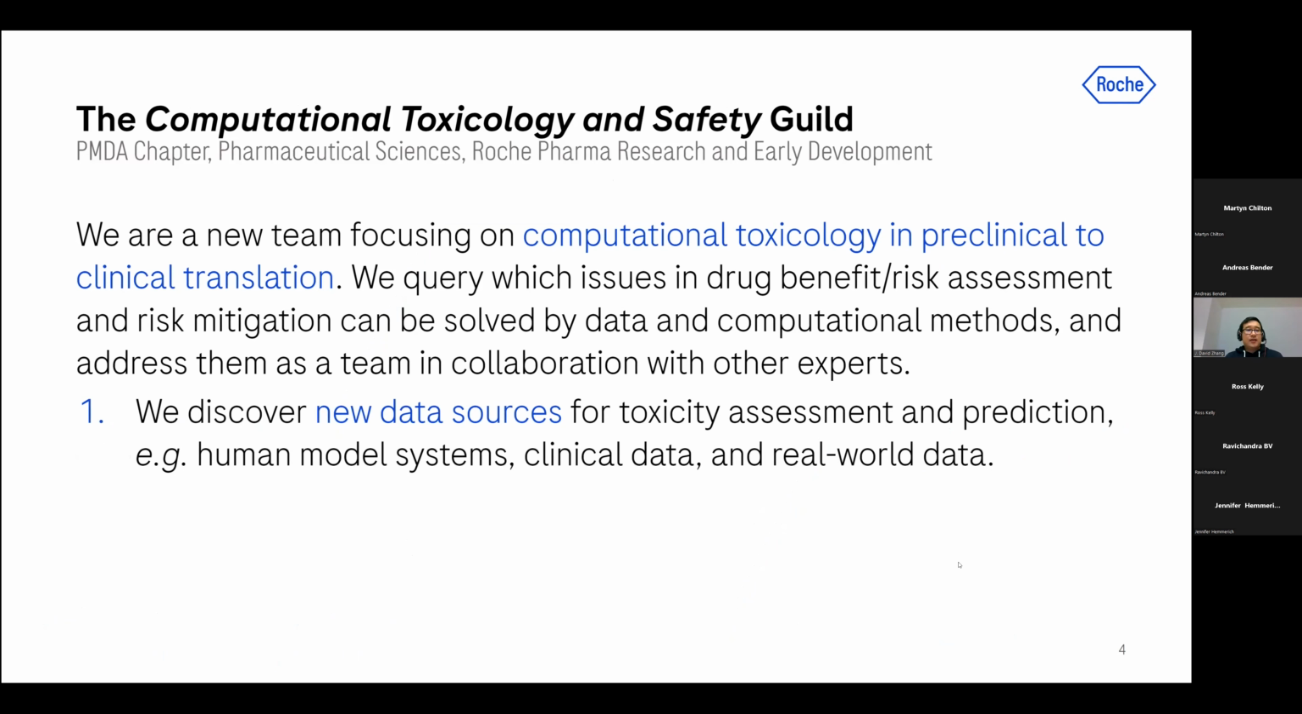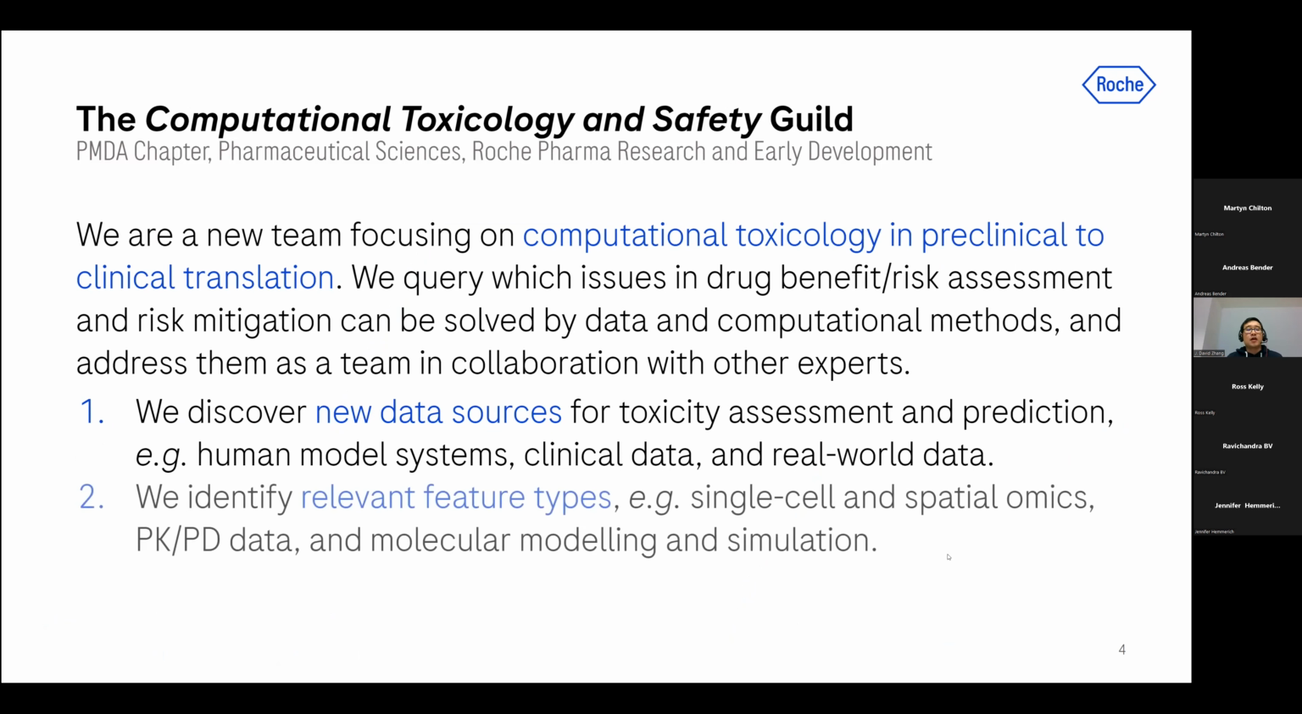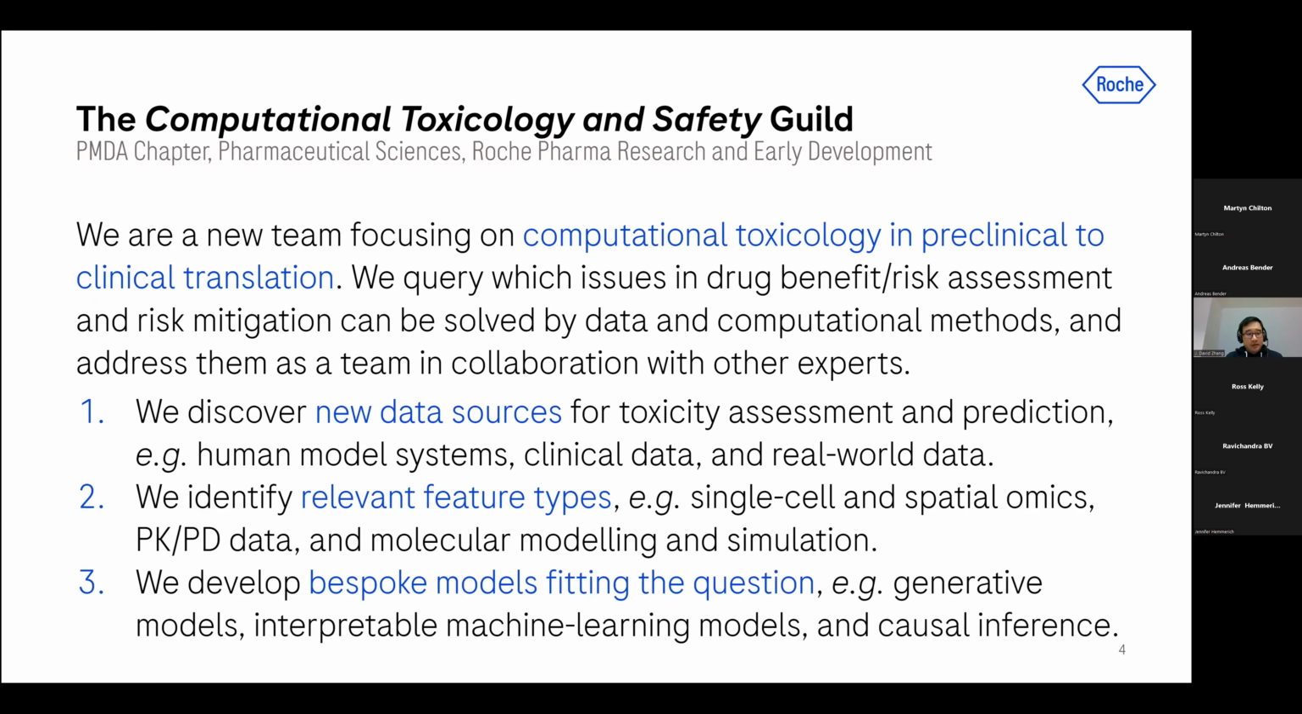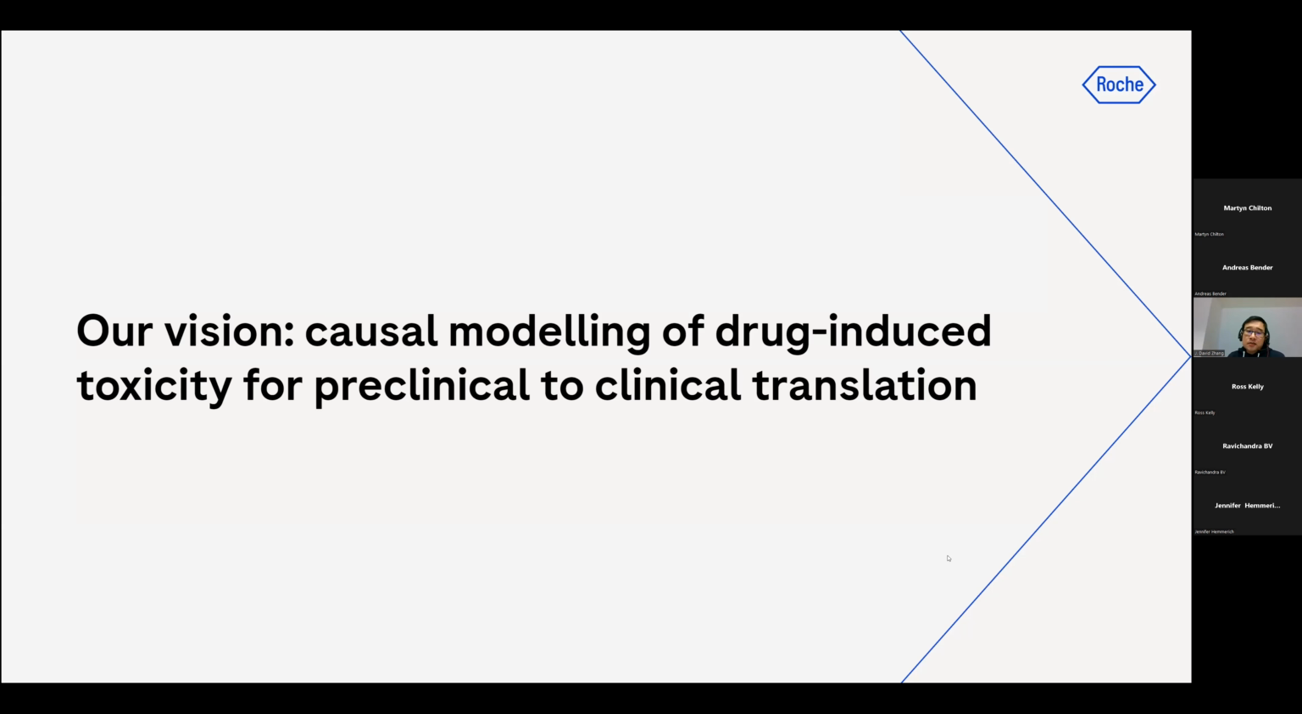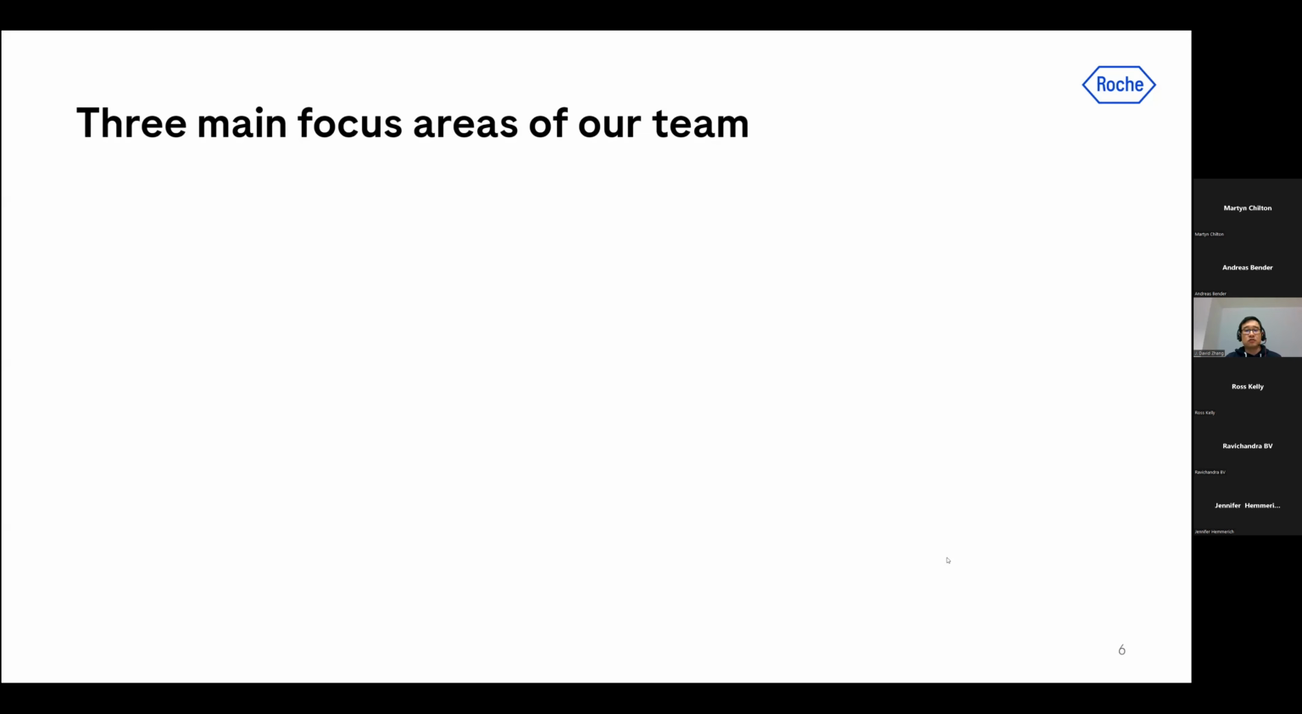So our work is mainly in three areas. One is to discover new data sources for toxicity assessment and prediction. This may include human model systems, clinical data, and real-world data. We identify relevant feature types. This can include single cell and spatial omics, PK/PD data, as well as molecular modeling and simulation. And last but not least, we develop bespoke models fitting the question. This can include generative models, interpretable machine learning models, and causal inference. Our vision is to perform causal modeling of drug-induced toxicity for preclinical to clinical translation.